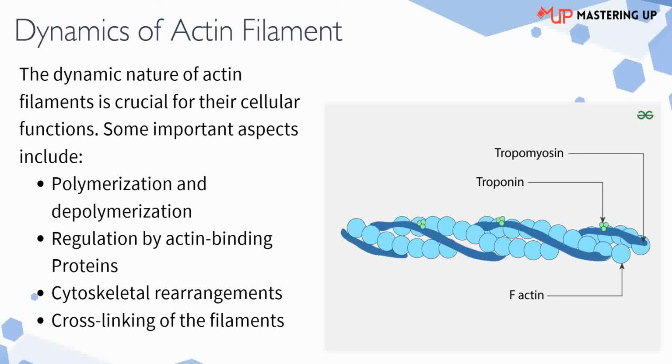The fourth one is cross-linking of the filaments. Proteins such as cofilin and fimbrin regulate filament severing and cross-linking. This impacts filament organization and dynamics.